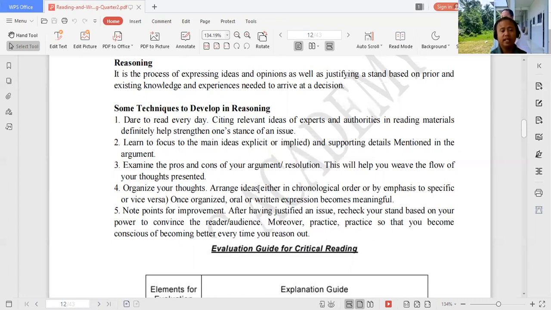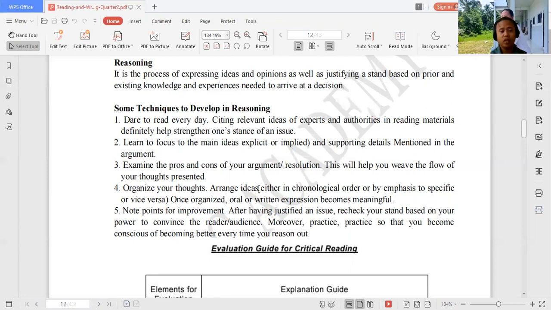Number three, examine the pros and cons of your argument. This will help you weigh the flow of your thoughts presented. Number four, organize your thoughts. Arrange ideas either in chronological order or by emphasis, the specific or vice versa. Once organized, oral or written expression becomes meaningful.